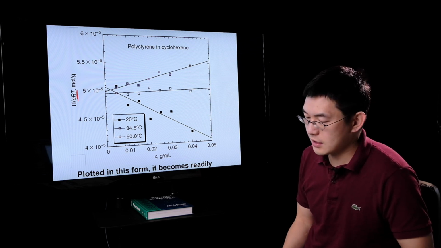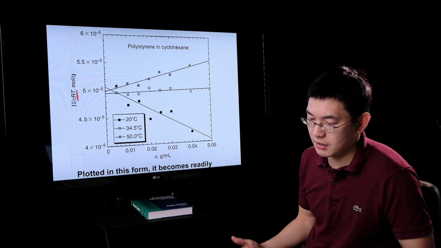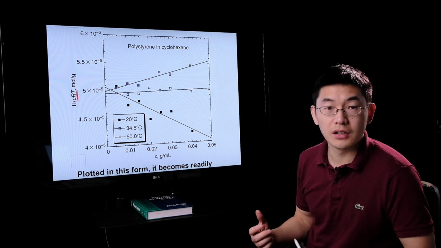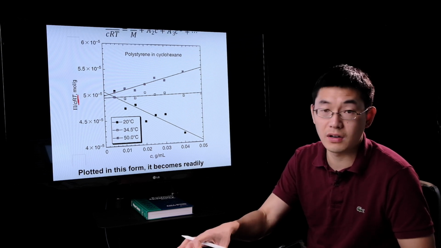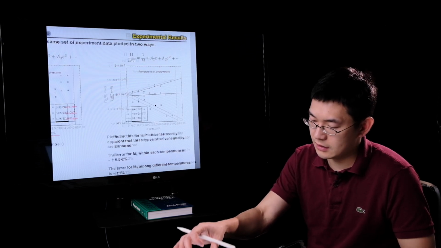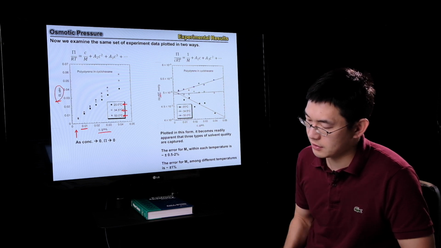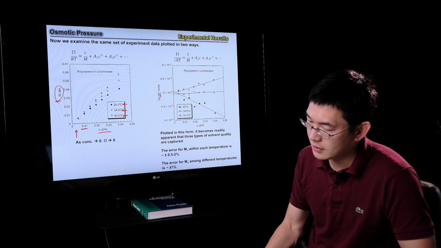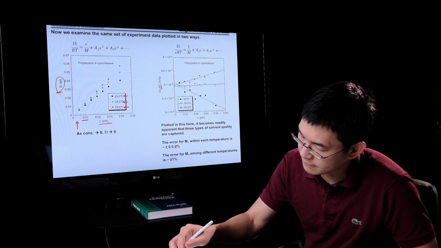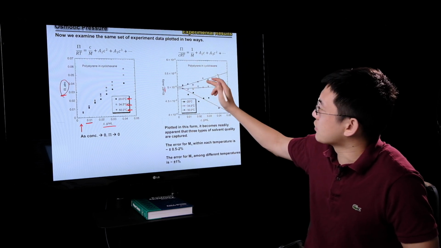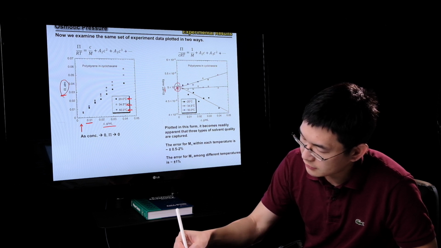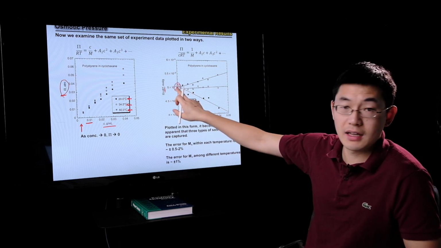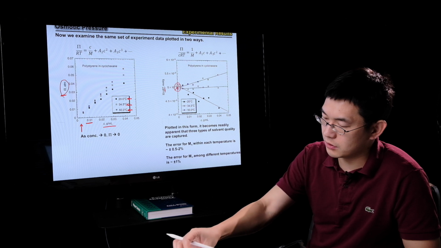And what this means is polystyrene would show a good solvent in cyclohexane at 50 degrees, a theta solvent at 34.5 degrees, and a bad solvent at very low temperature. Okay, and that's one thing. The slope tells you the solvent quality, and the intercept here, which I marked as red dots, tells you the molecular weight.